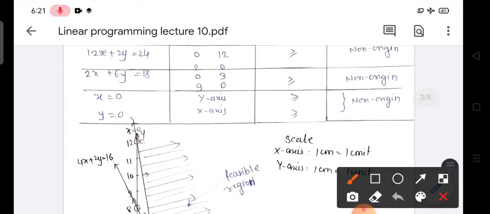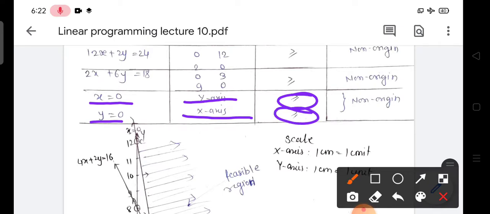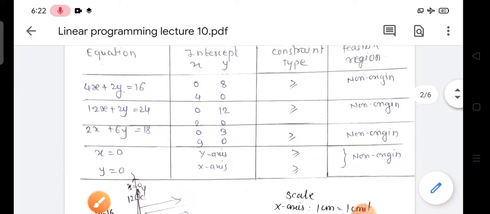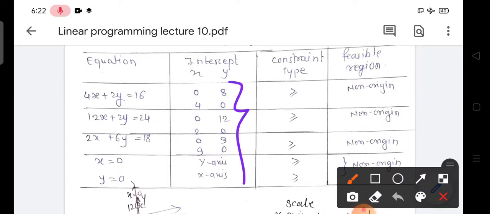And the last two, x equals 0, that is the y-axis, its constant type is greater than or equal to 0. Y equals 0, that is the x-axis, its constant type is greater than or equal to 0, and both have solutions on the non-origin side. Okay, so here we found the intercepts to plot the graph.